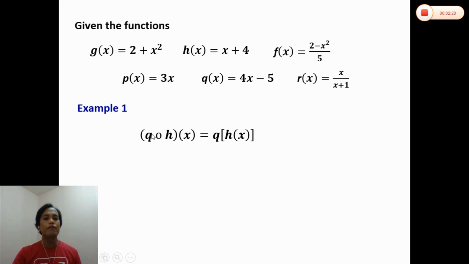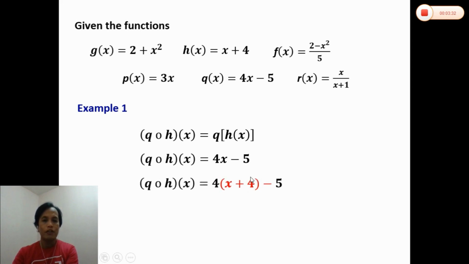We go back to the first function in this notation. The first function here is q, and the function q is denoted by the function 4x minus 5. So first things first is to write the first function, which is 4x minus 5. In this function, we have here the variable x. We need to substitute the function h to x here. So meaning, we have to change x with x plus 4.